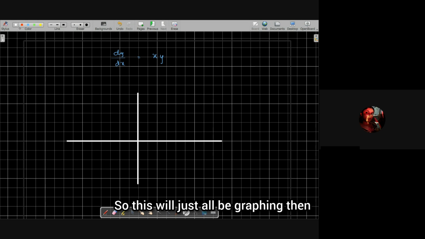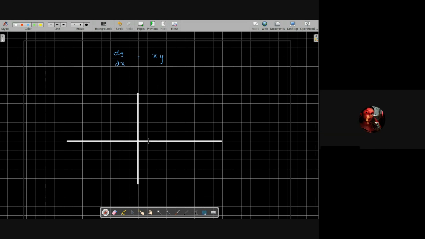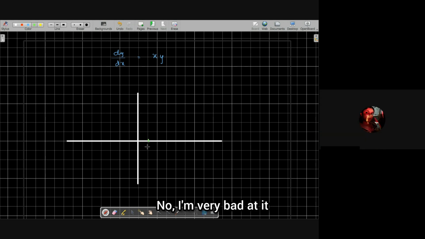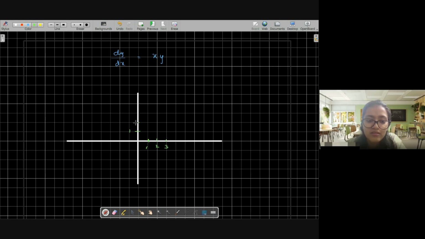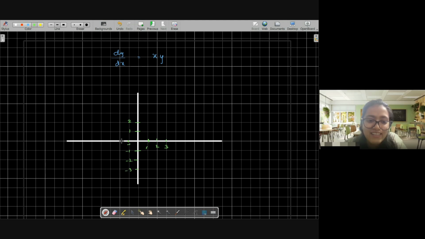So this will just all be graphing then? Yes. Oh no. Why don't you like graphing? No, I'm very bad at it. But this is very simple. That's true, but I don't know, I generally don't like graphing that much.